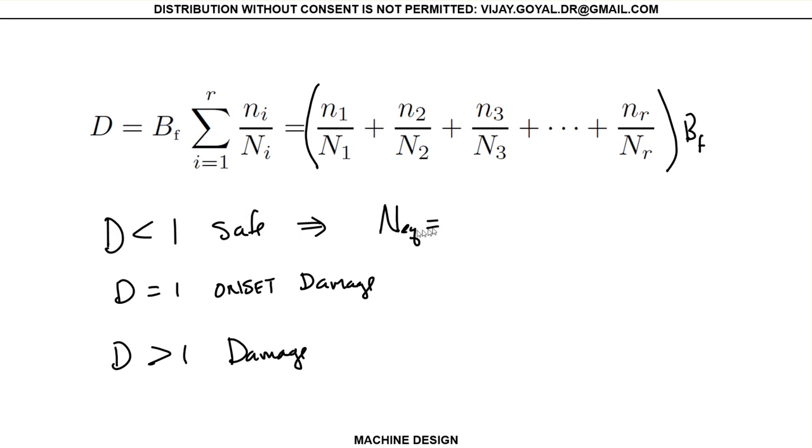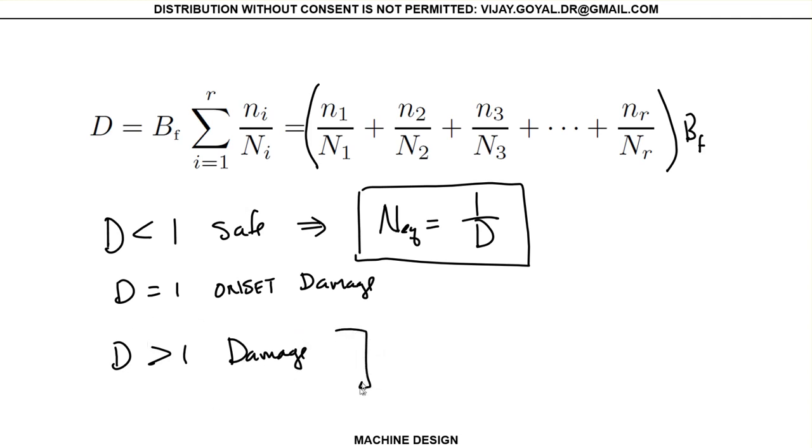If this is less than 1, then your equivalent number of cycles will be 1 over D, and that will be how many equivalent cycles your structure really has remaining. Anything beyond this means that damage occurred. That means that you really have finite life. If you take the inverse of this, you will see that you get less than 1 cycle, and that is really not acceptable.